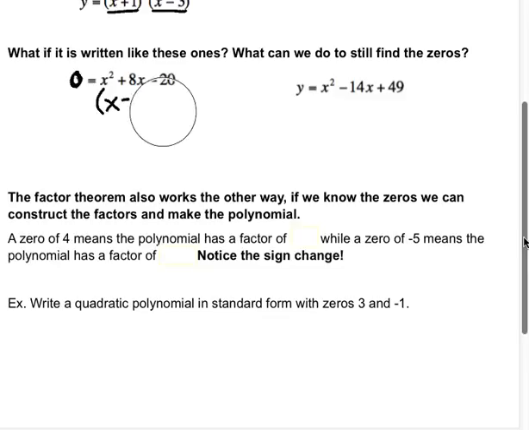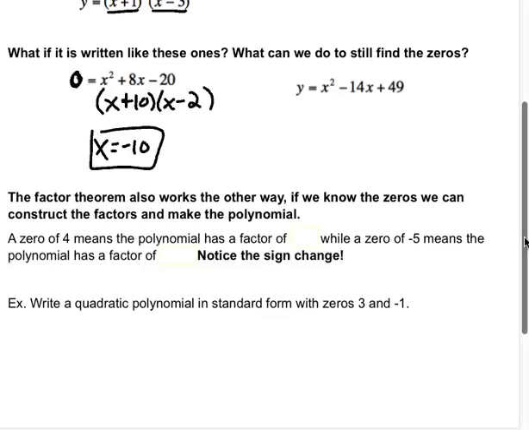Oh, not 6, I'm sorry. x plus 10, x minus 2. So this will have a 0 of -10 and a 0 of 2. So remember, you can also accomplish this without having it in factored form.